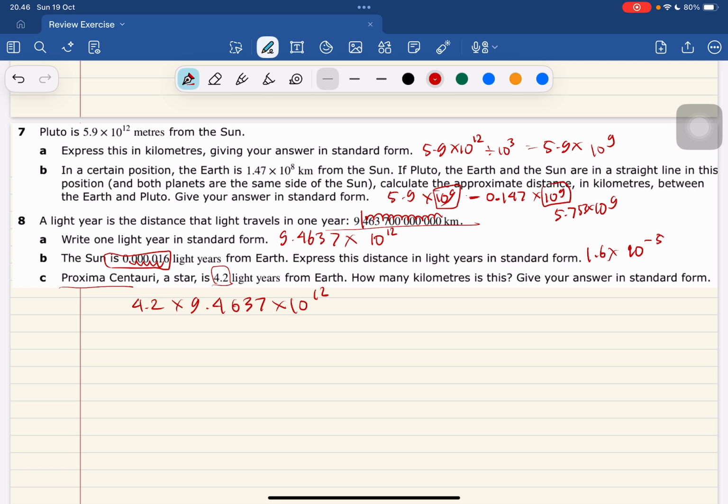So we should count it. 4.2 times 9.4637 is going to be, okay, let's round it to 39.75 times 10 to the power of 12. So this is not standard form, so make it 3.975 times 10 to the power of 13. There it is. Thank you.